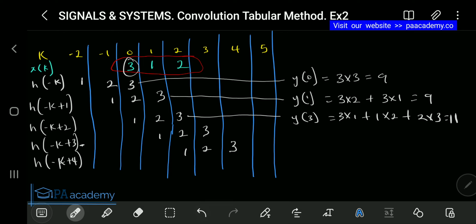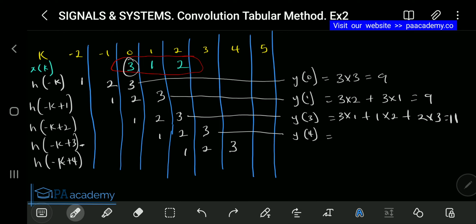So this is 11. Okay, so let's go to the next one. This is y of 4. If you look at this now, the only things on the same vertical line are 1 and 1, then 2 and 2. Alright, so let's do justice to that.